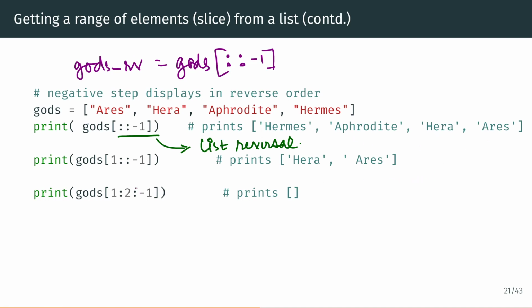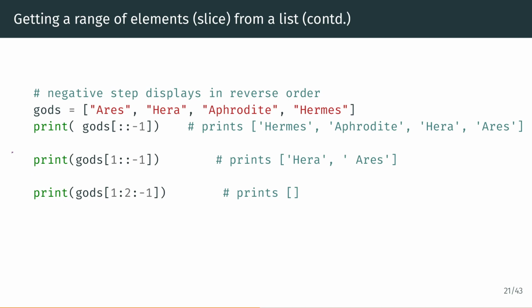Now also, as I said before, you can specify a begin index. In this next example, we have specified a begin index. That's the begin index. So we start at index 1, which is Hera. That's what we print first. The end index is omitted, so it defaults to the beginning of the list, index -1 or something.